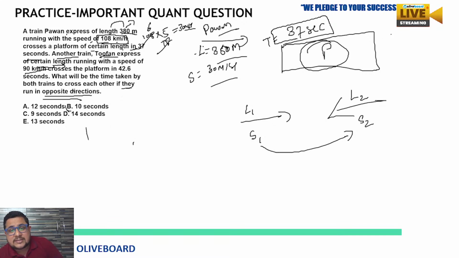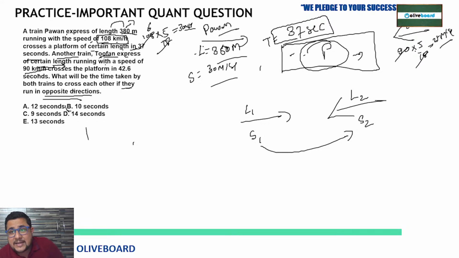The other train, Tufan Express, is crossing the same platform. Remember this, same platform. Just read this line. Tufan Express of certain length running with a speed of 90 km per hour. So its speed is 90 km per hour. Just convert this also into meter per second. So 5 by 18 just needs to be multiplied. So 18, 5 times will be cancelled, 90 by 18. 5 into 5 means 25 meter per second. It is the speed of the train Tufan Express, but its length is not given, that is L2. And here I can say this is L1. So that I need to get.